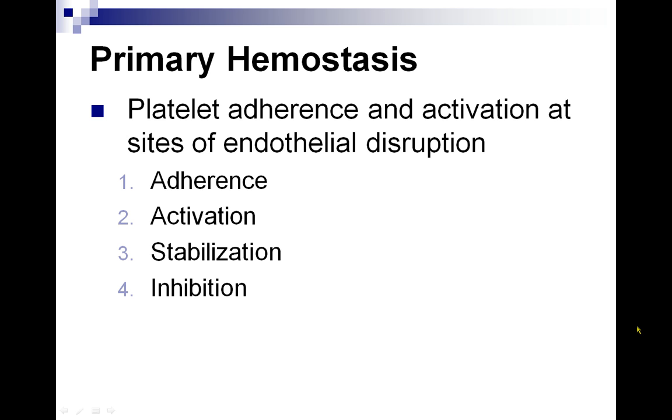So let's talk about primary hemostasis, which is basically platelets adhering and becoming activated at a place where the endothelium has been disrupted. And there are 4 components that we need to discuss. There's the adherence itself, then the activation of the platelets. Number 3 is stabilization of that platelet plug. And we should also discuss inhibition, the checks and balances that undo some of this platelet adherence and activation.